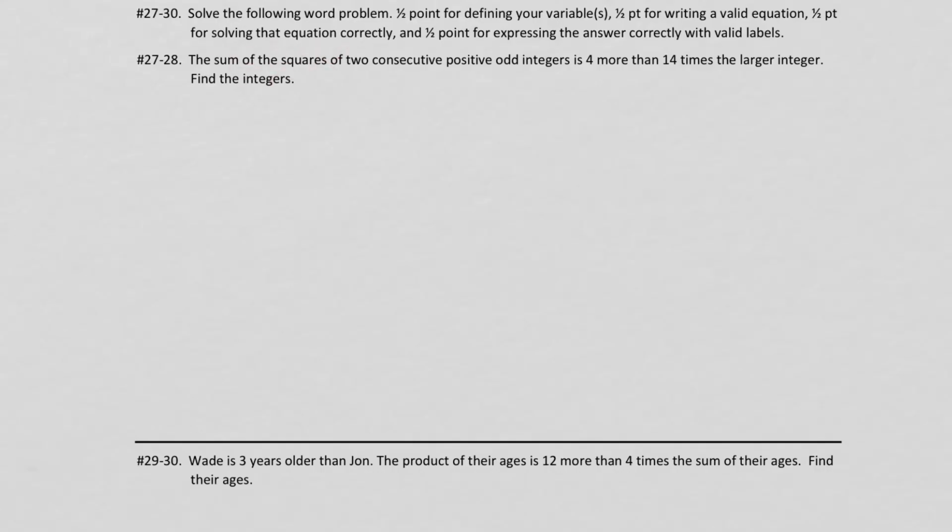Okay, the sum of the squares of two consecutive positive odd integers. Well, if x is the smaller integer, or the first integer, the next one would be x plus 2. Odd integers are 2 apart. So this is the second integer. I know there's some confusion because this is not an odd number, but odd numbers are like numbers 13 and 15. To get from 13 to 15, you have to add 2. So those are consecutive odd integers.